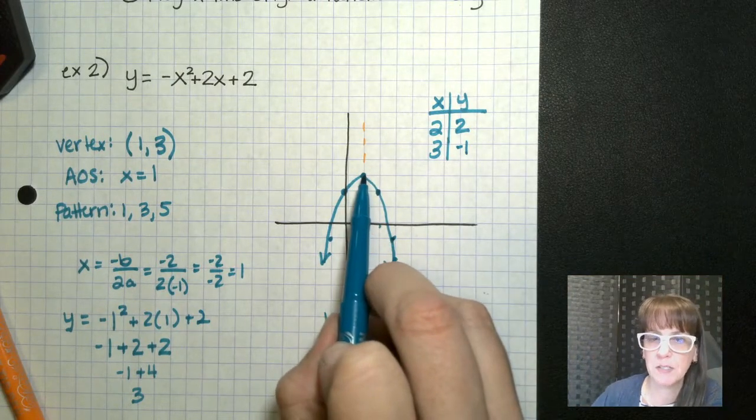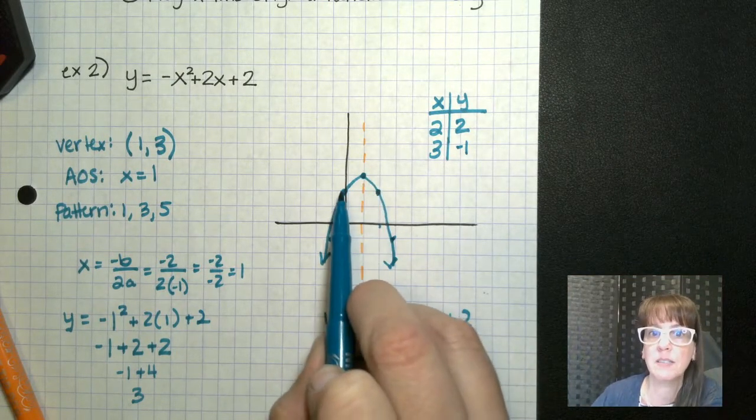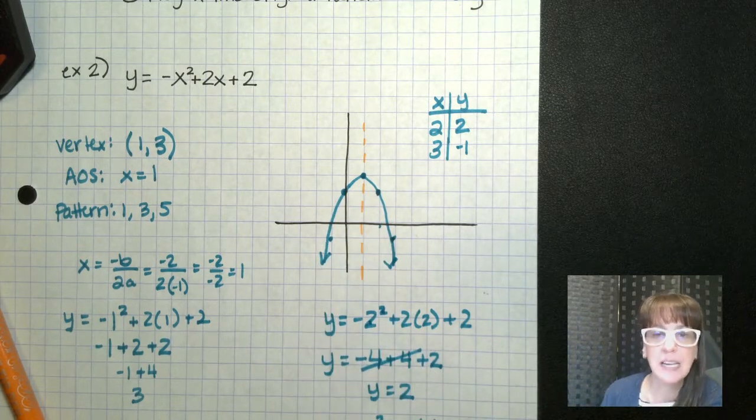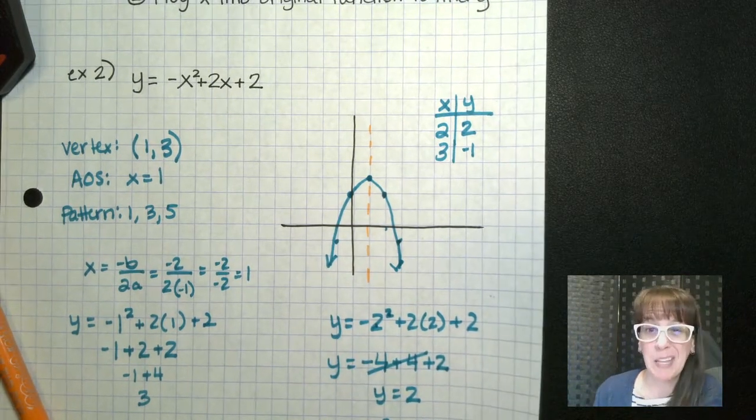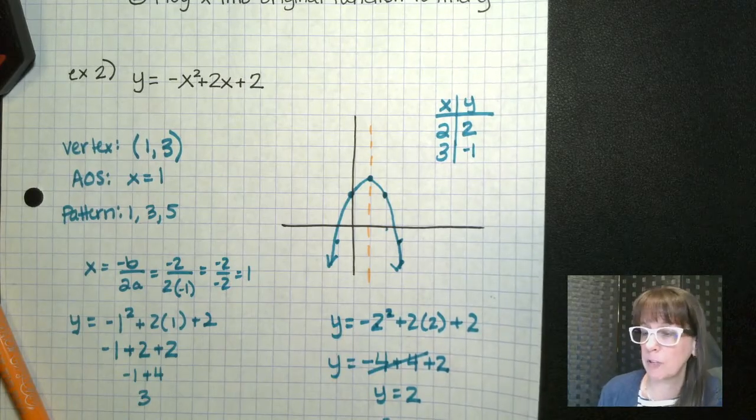So from our axis of symmetry, all we would have to do is copy this to the other side on both of those. And then we've graphed that parabola. But I think the pattern is the easiest way for you to think about that. Let's try another one so that you can see what that pattern looks like.